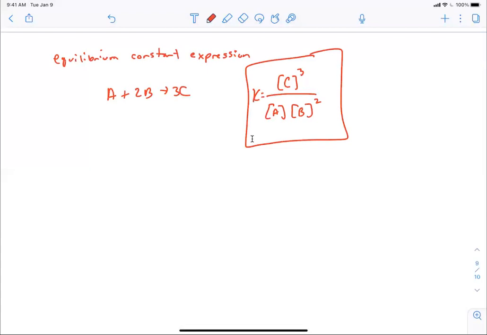Now, K can either be greater than 1 or less than 1. K greater than 1 favors products. K less than 1 favors the reactants.